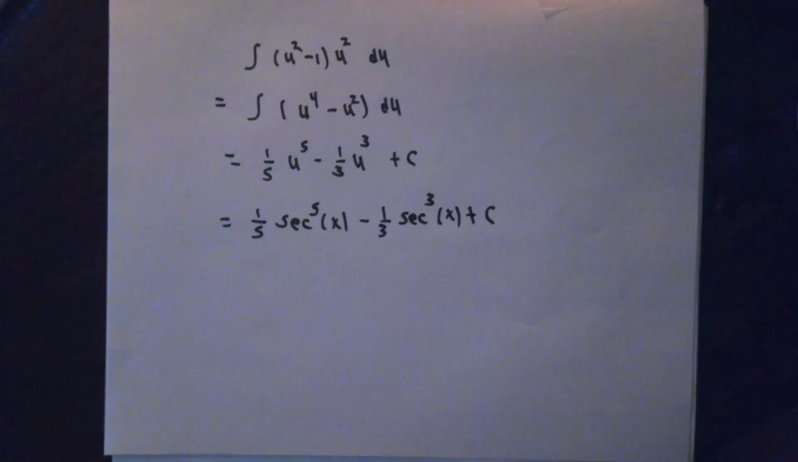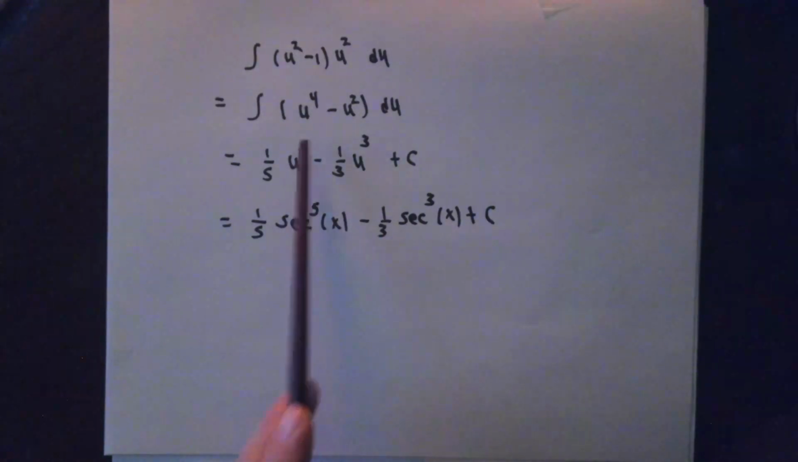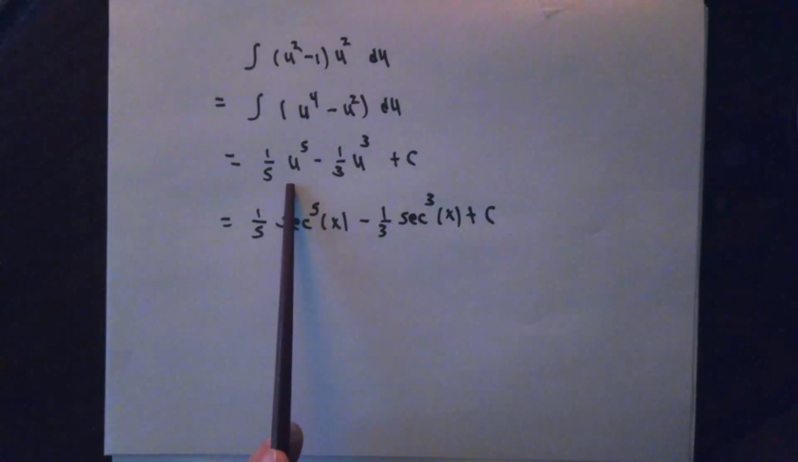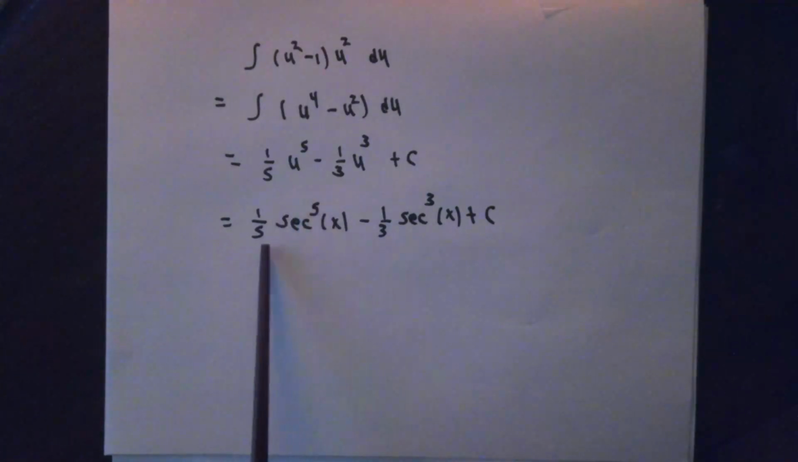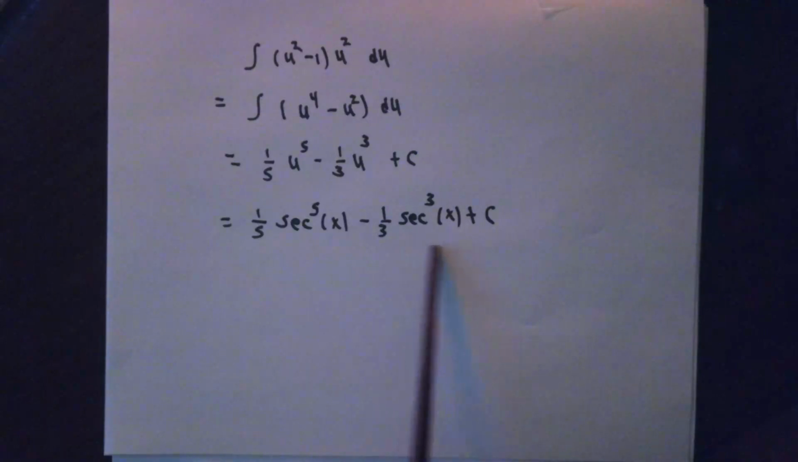u squared minus 1 times u squared. This is a polynomial, which is easy to integrate, and then I remember that u is short for secant of x, and here is my answer for this problem.